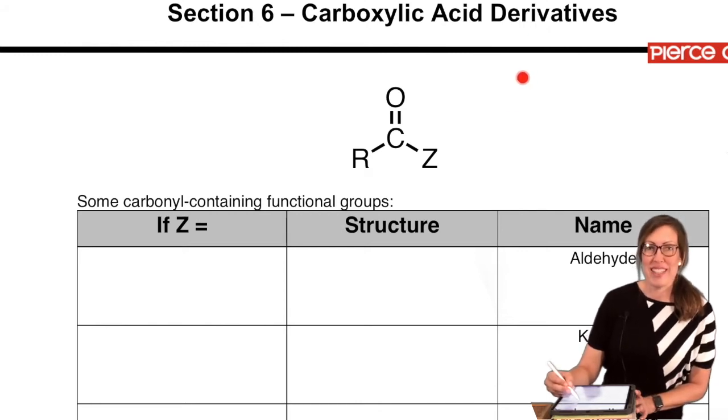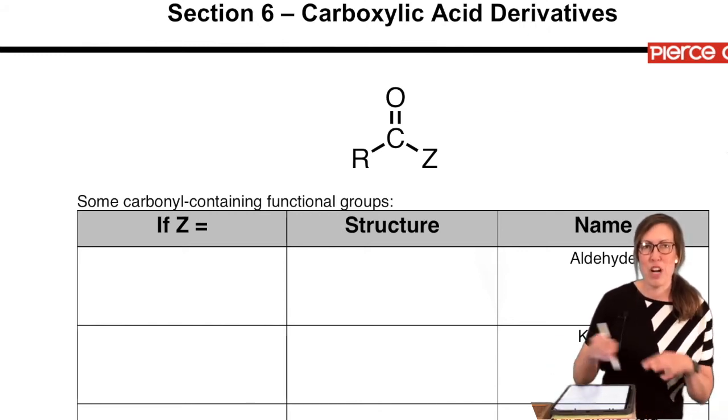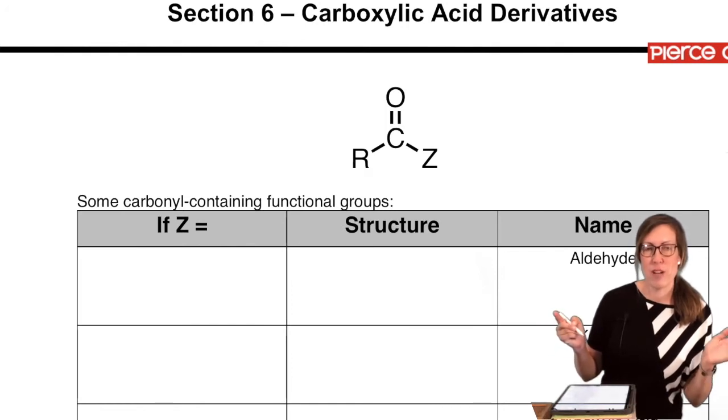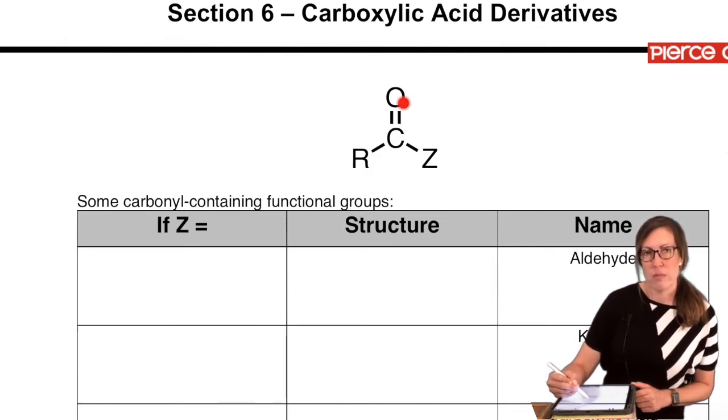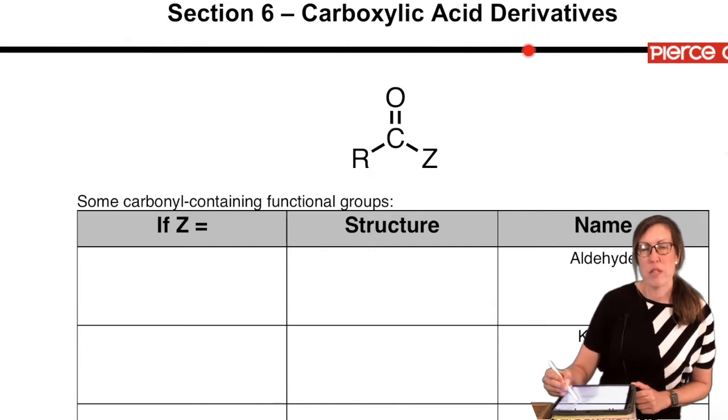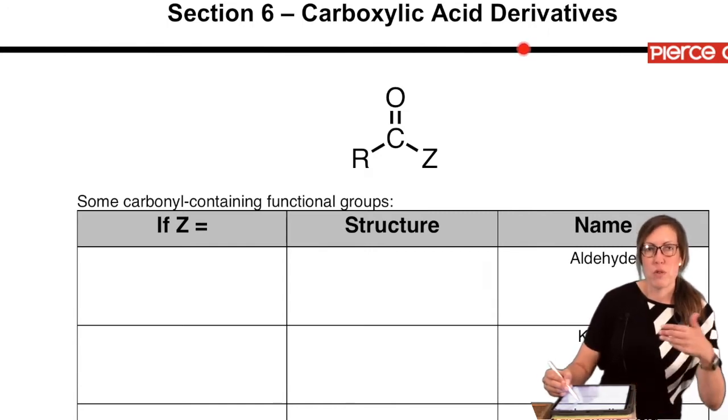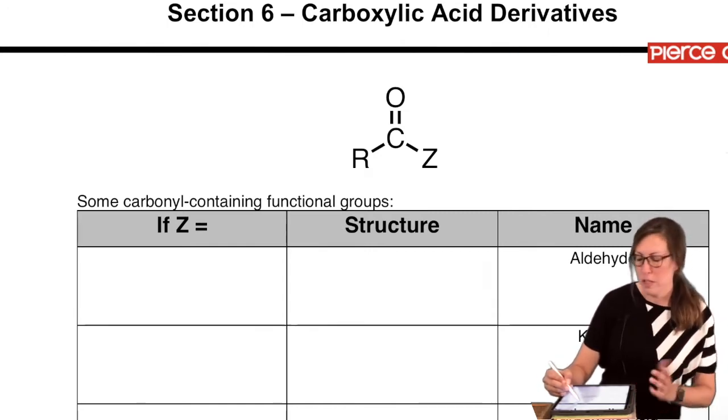Hello, everybody. We are going to broaden our discussion of reactions at a carbonyl carbon to include other groups attached other than the R or the H that makes them a ketone or aldehyde. So that is why this section is called carboxylic acid derivatives. We will interconvert between them and we'll react them and make them, in other words.